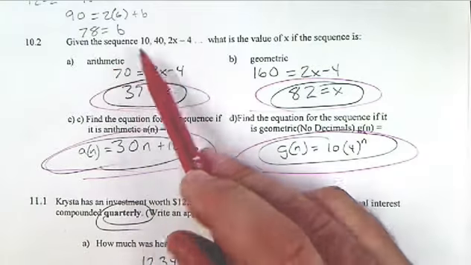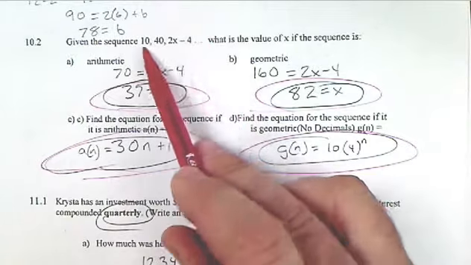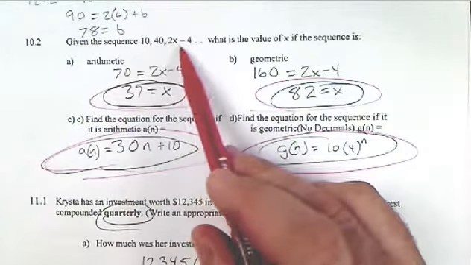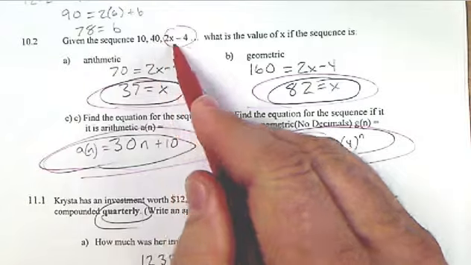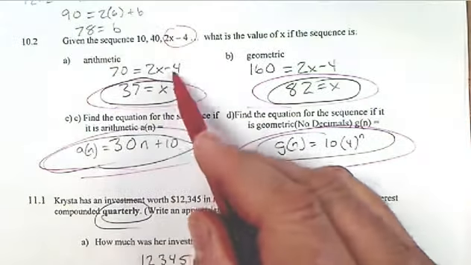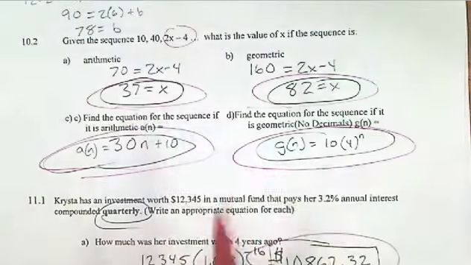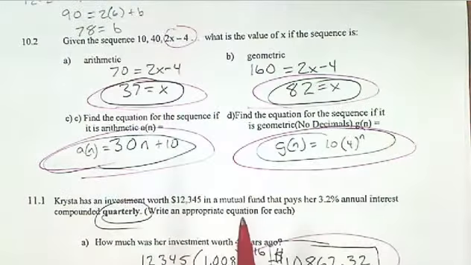If it's arithmetic, you're adding or subtracting something. Here we're adding 30. So this one would have to equal 70 because 40 plus 30 gives me the 70. Add 4 to both sides, divide. That's how I get the 37.